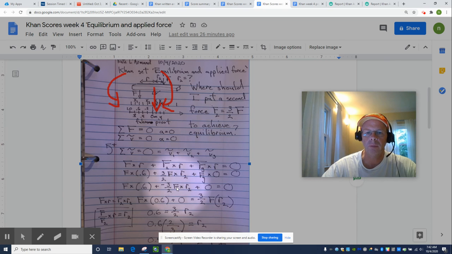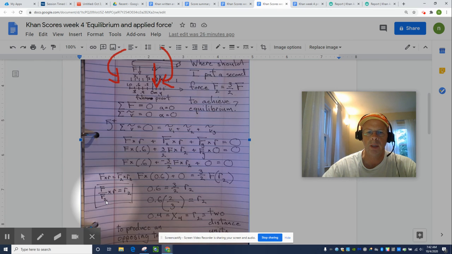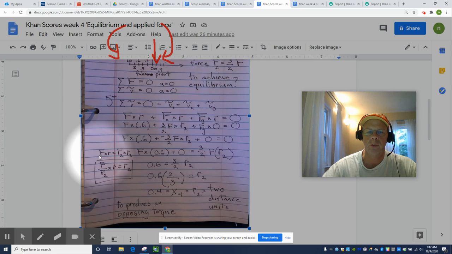I'm going to add this term to both sides. And over here is full generality. It might be better to just say F1 cross R1 equals F2 cross R2. That way you can just divide both sides by F2. So, hey, look at this. The ratio of forces, F1 divided by F2 multiplied by R1 is R2. So, pre-packaging this algebraic solution is useful.